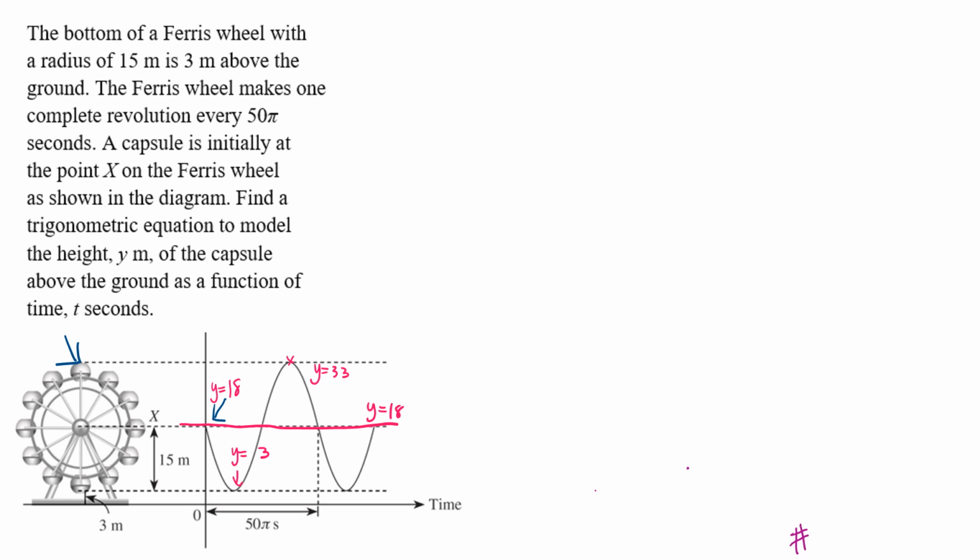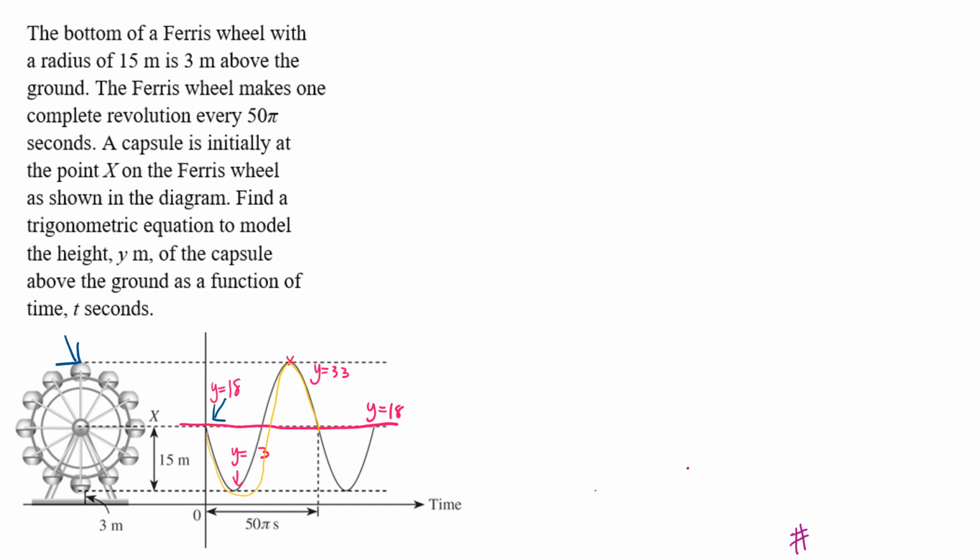If you're at the point where I put the blue arrow, you're at 33 meters above the ground, and if you're at the lowest point, then you are at 3 meters above the ground. So if you look at this, it is a sine curve, and there's an inverted sine curve, and this here is one cycle.